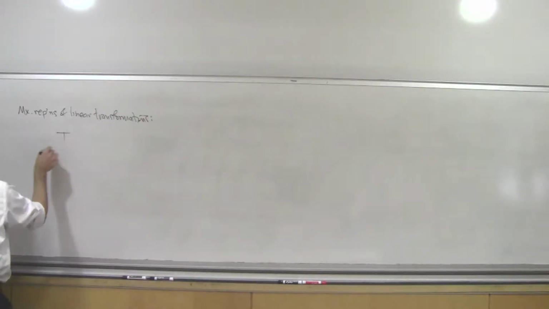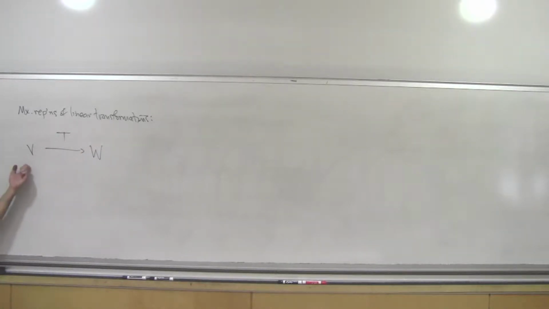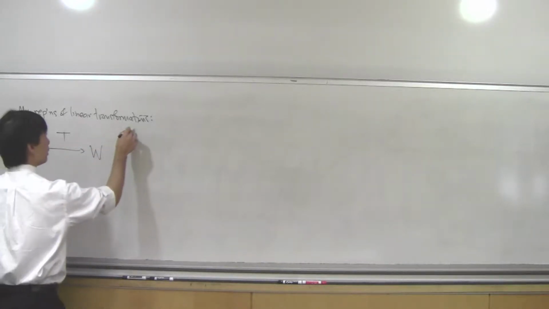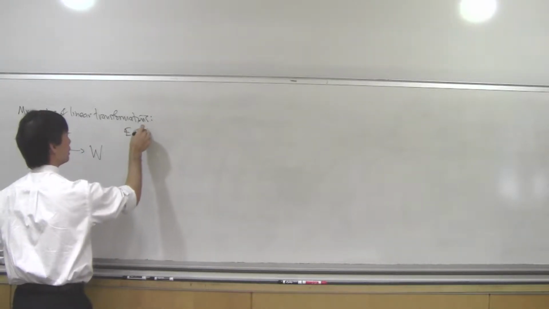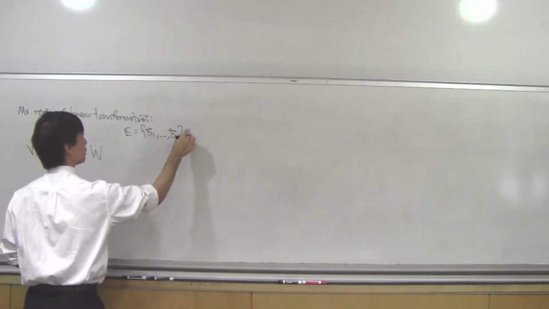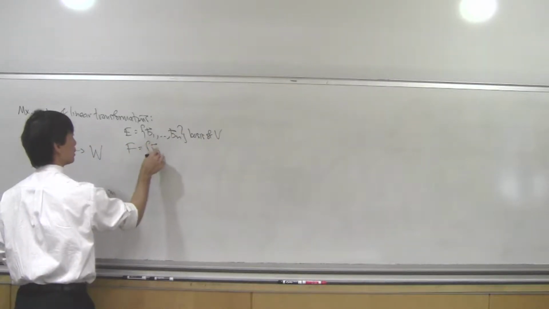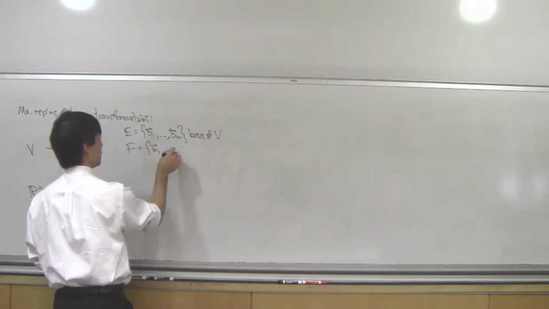You have some linear transformation from one vector space to another vector space, and you create this thing that goes from Rn to Rm. So V is some n-dimensional space, and W is some m-dimensional space.